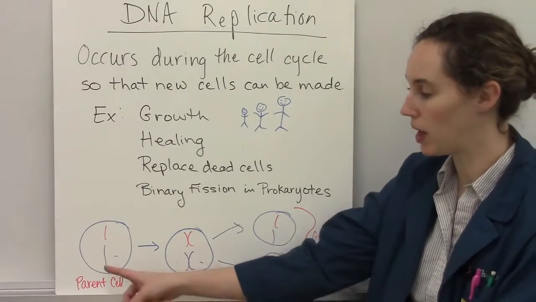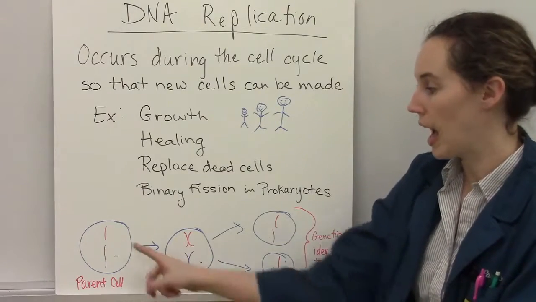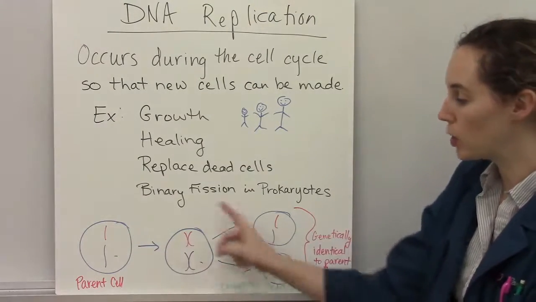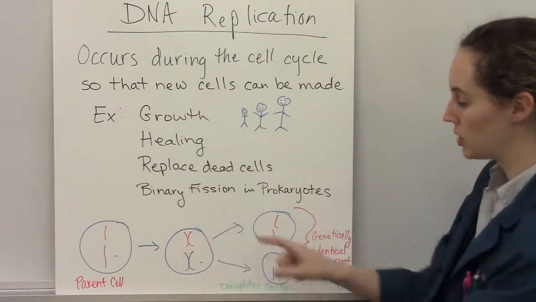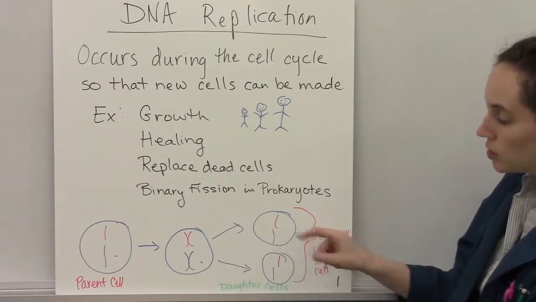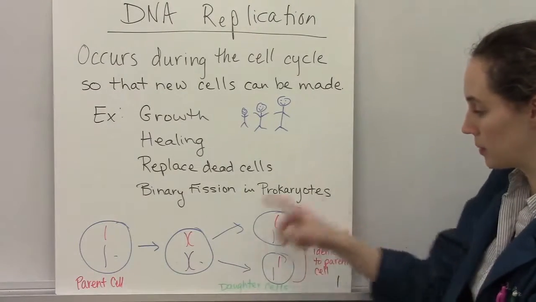So here you can see we have a parent cell and its chromosomes here, and that DNA must replicate so that when the chromosomes pull apart and the cytoplasm pinches apart, we can have two daughter cells that are genetically identical to the original parent cell.